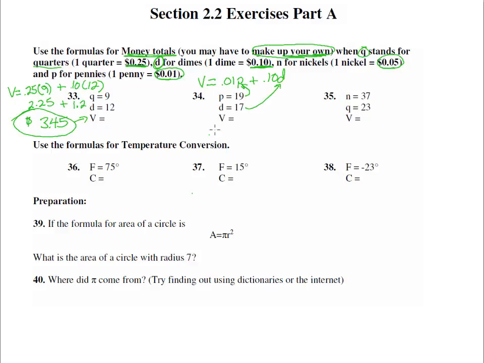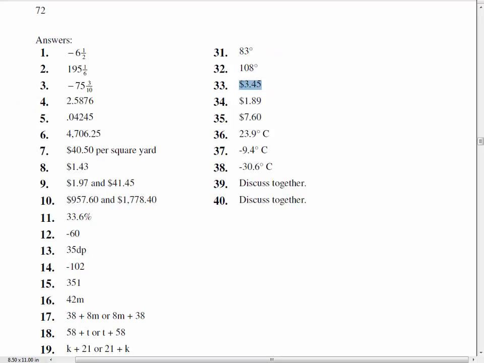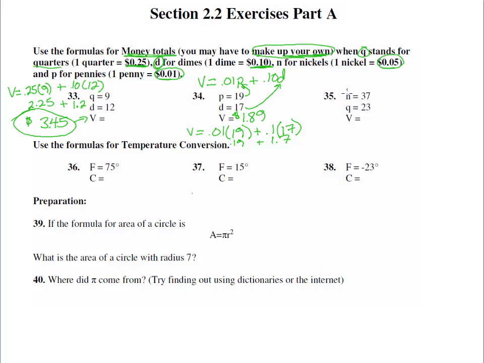So the value will equal 0.01 times 19 plus 0.10 times 17. So this is 0.19 plus 1.7. So when we add those together, we get 1.89. Yeah, and that's exactly what you would do if you actually had 19 pennies and 17 dimes. You'd count them out and you got $1.70 plus 19 cents would be $1.89. Let's double check that answer. Yes, $1.89.